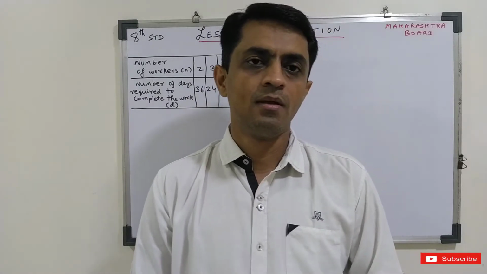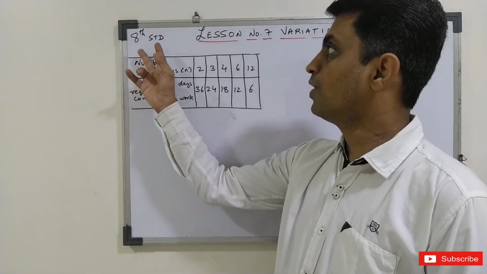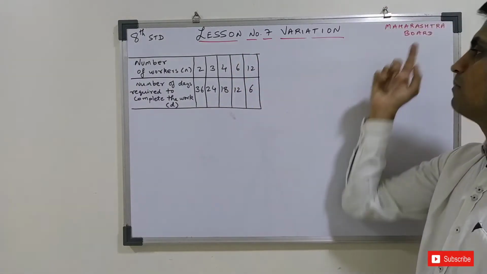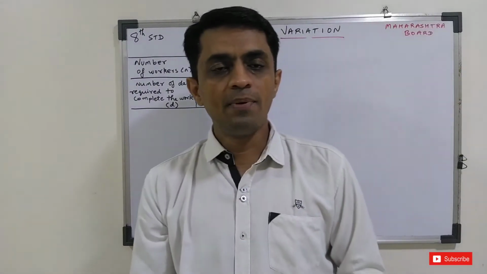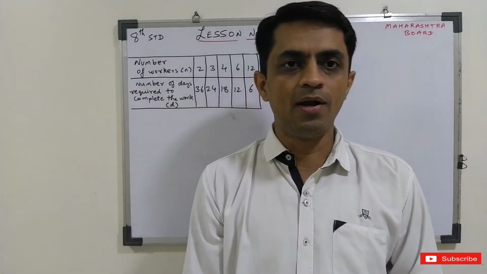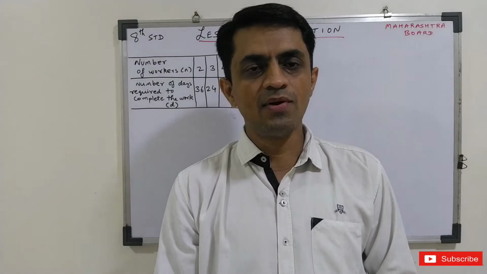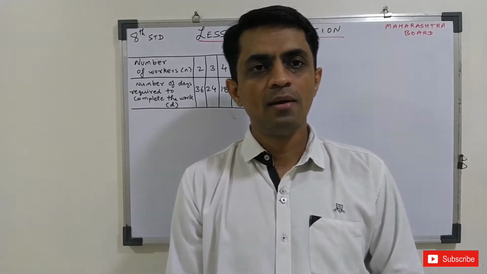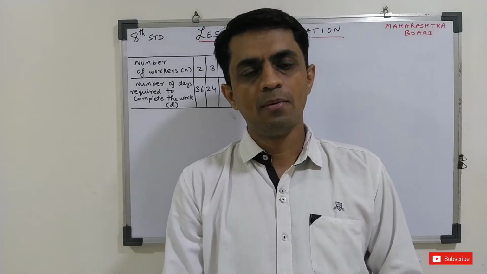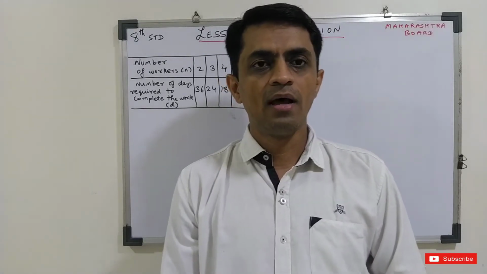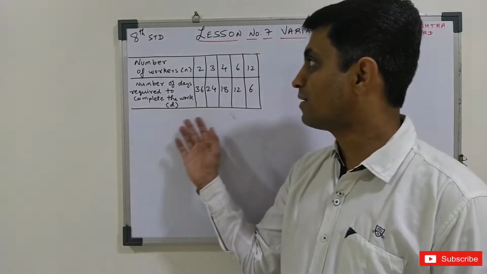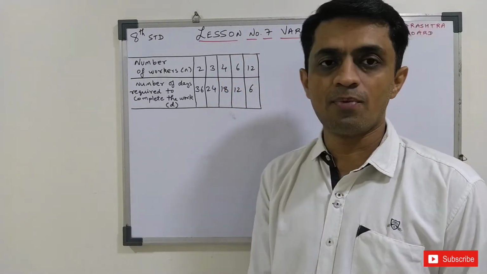Now here we are going to do 8th standard lesson number 7, Variation, Maharashtra Board. In the previous video I had done practice set 7.1. In this video we are going to see practice set 7.2. The link of practice set 7.1 I will give in the description. Now let us start with practice set 7.2.